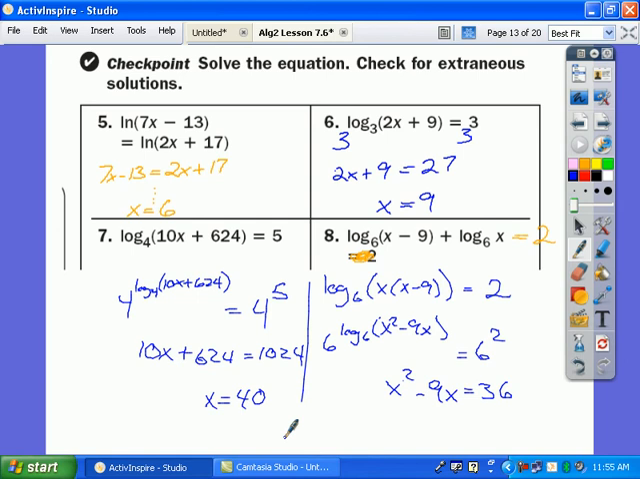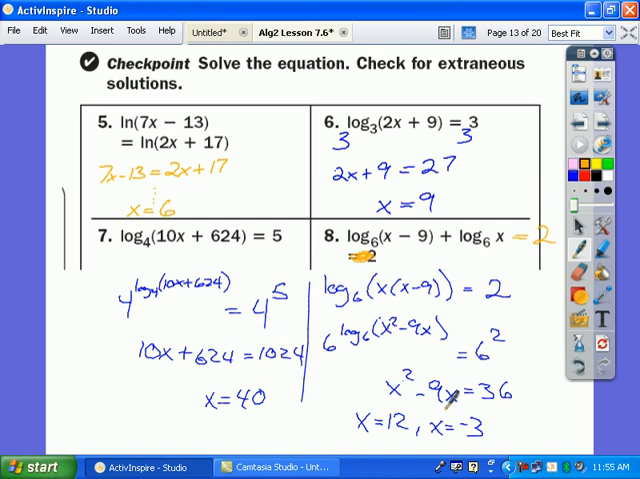Except I know that this original problem was logarithmic, and the argument of a logarithm has to be greater than 0, and if I plug in negative 3, that's not going to happen. So that tells me that this is not our solution, and if I plug in 12, it does indeed work. Okay.